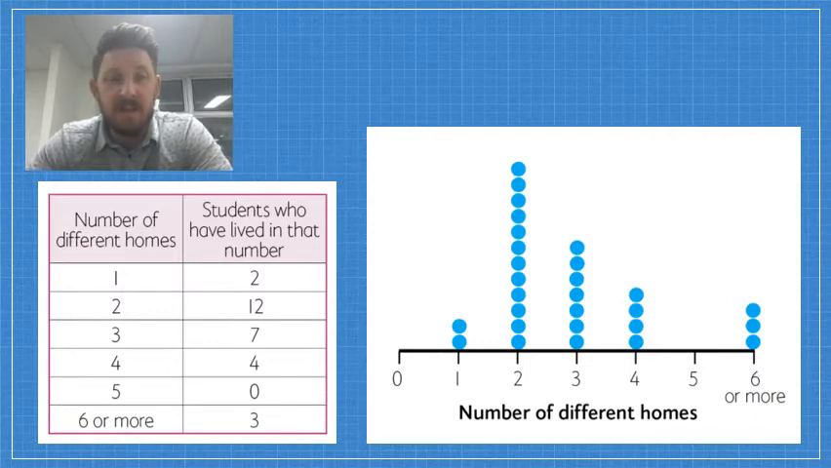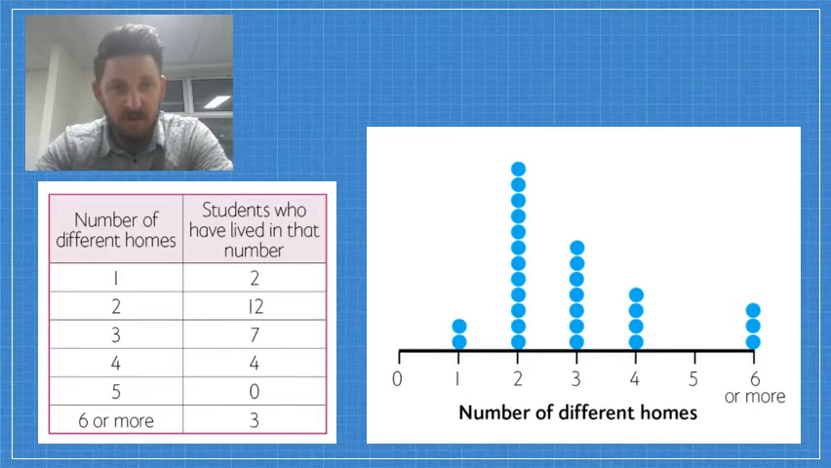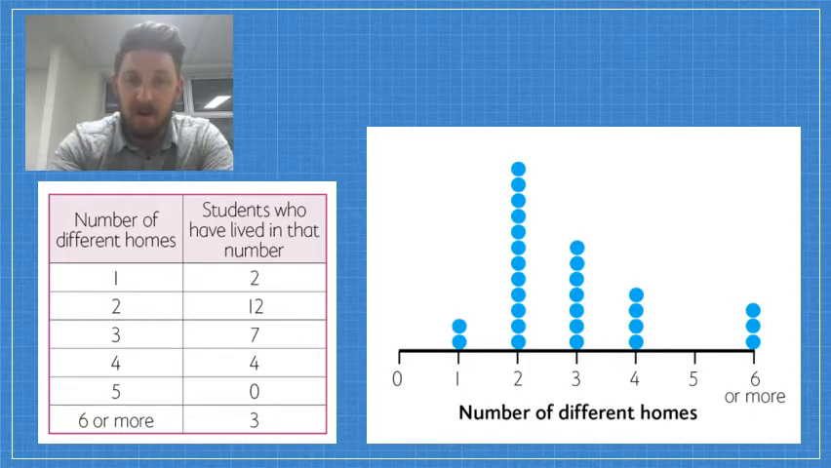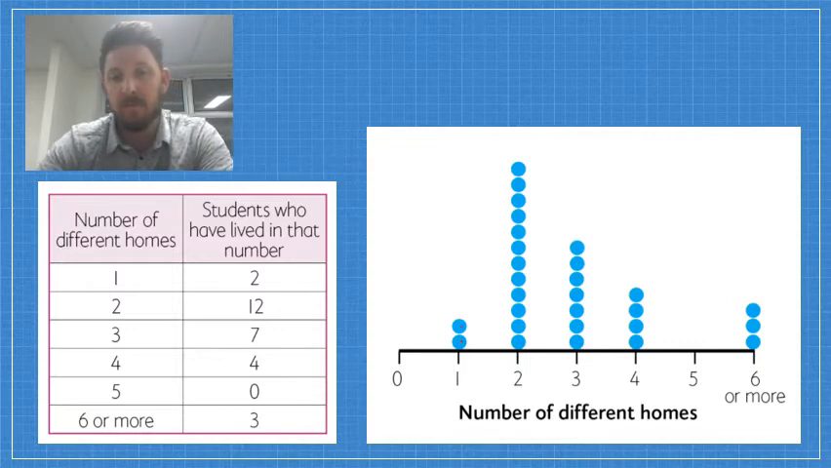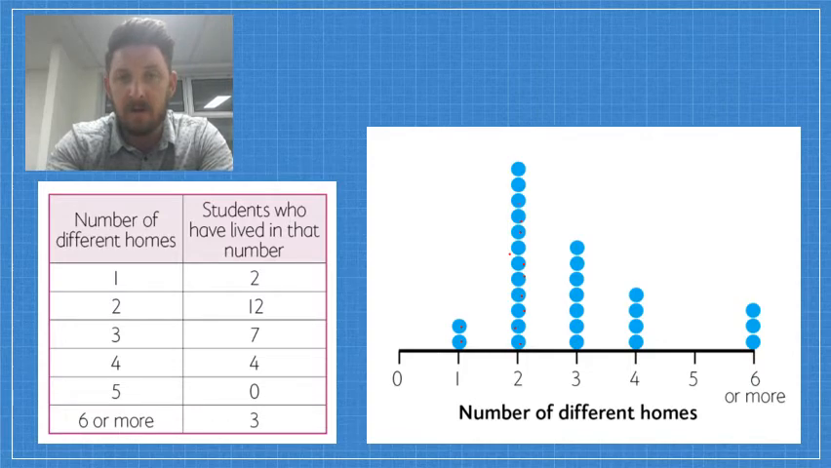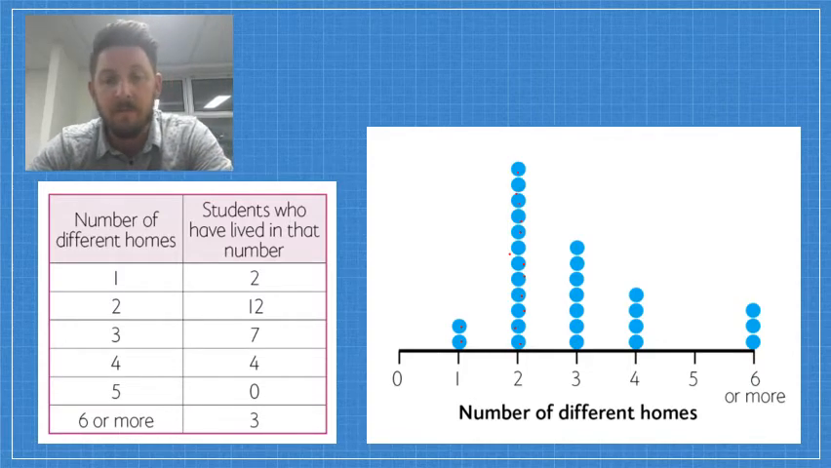Now you can see that I've then drawn a line across the bottom, and I've put those different home options, the number of homes, on the bottom. So you can see the 0, 1, 2, 3, 4, 5, and 6. So this is what I did. I said, right, how many people told me that they lived in one home? And you can see here that I had 1 and I had 2. Same with 2, it said 12. I had 1, 2, 3, 4, 5, 6, 7, 8, 9, 10, 11, 12, and so on. So what the dots represent is the amount of people.